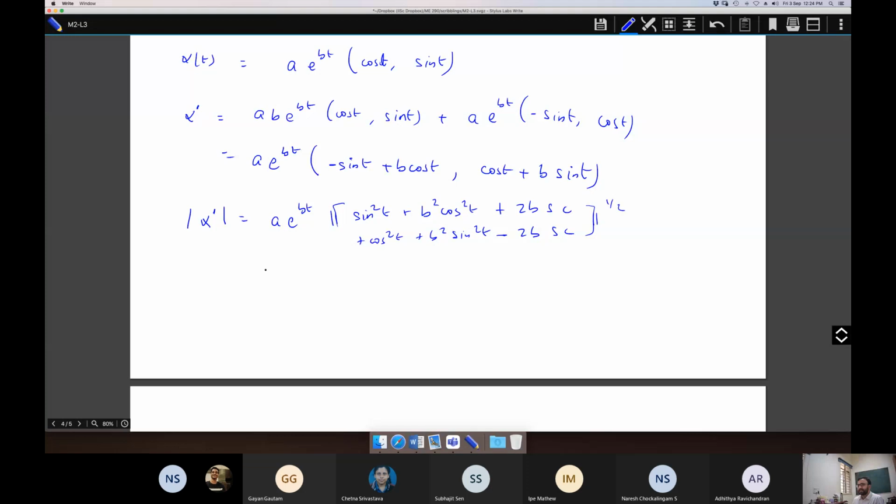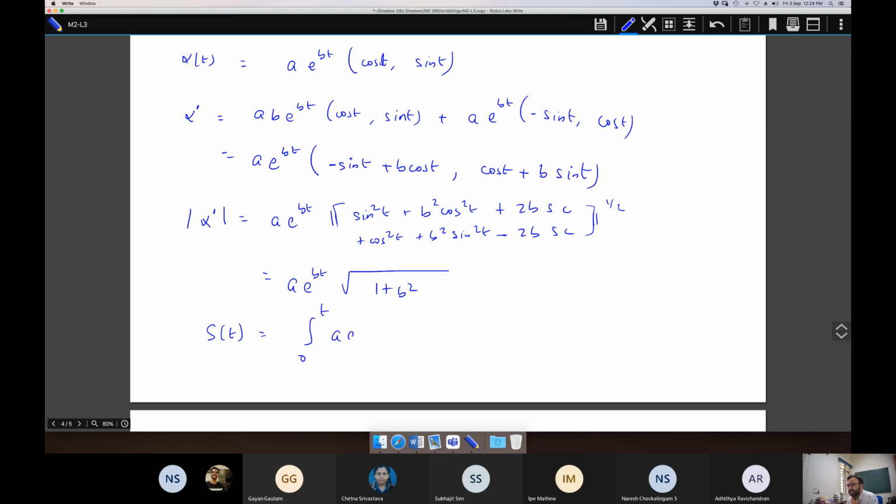Okay, anyway, this is just algebra. So this will give us a e raised to bt root of 1 plus b square, right? Do you agree, Gayan? Yes, sir. So what will be the arc length? S of t will be the integral from 0 to t of a e raised to bt root of 1 plus b square.